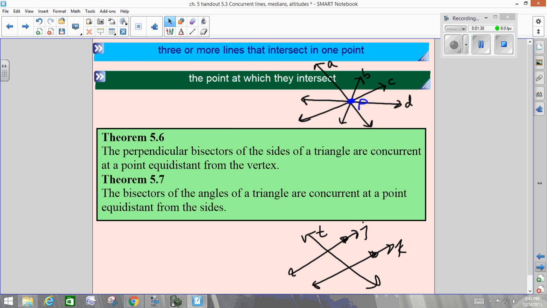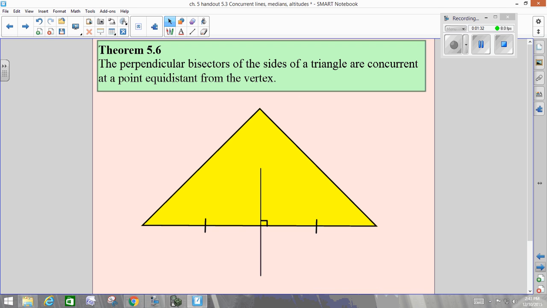Theorem 5.6, that's at the top there in the box, states: the perpendicular bisectors of the sides of a triangle are concurrent at a point equidistant from the vertices. How many sides are there on a triangle? 3. So how many perpendicular bisectors will we have? 3. This says the bisectors of the sides.